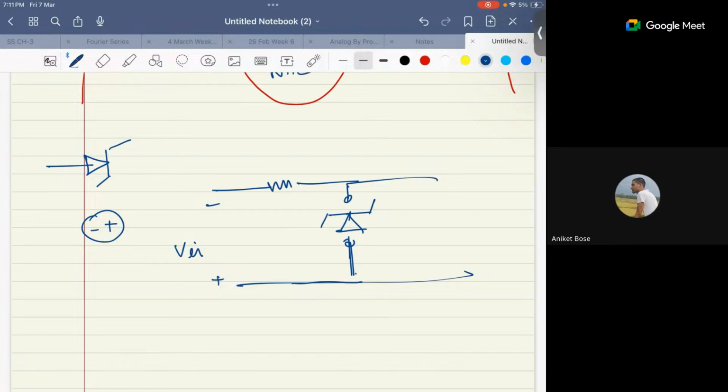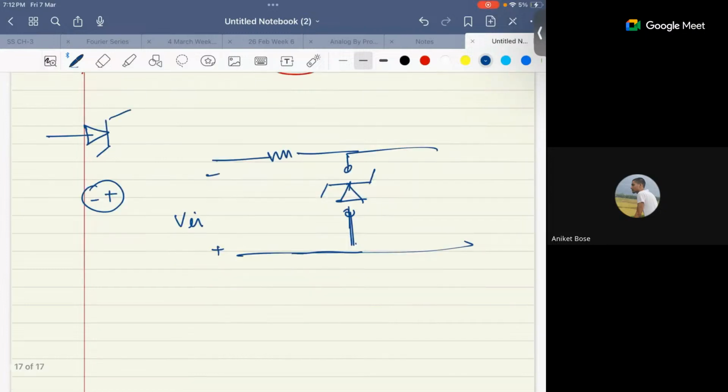Sir, as soon as V in crosses -5 volt in the original polarity, the polarity given in the question, if it becomes less than -5 volt, then the Zener diode will be forward biased and it will act as a short circuit. Then V out will be 0, right?